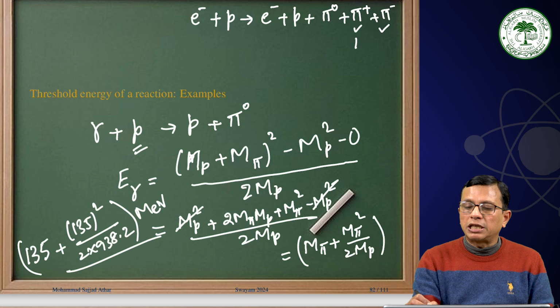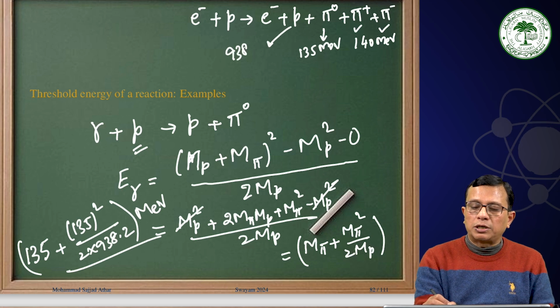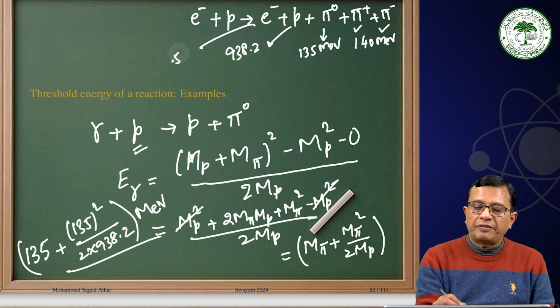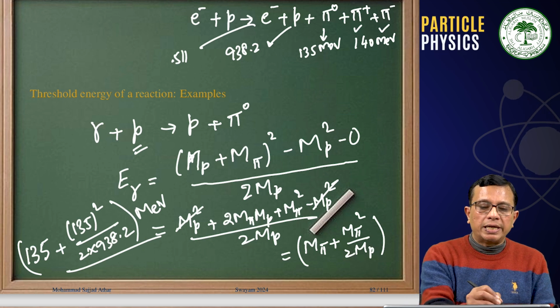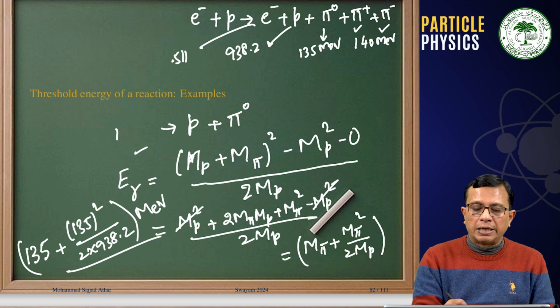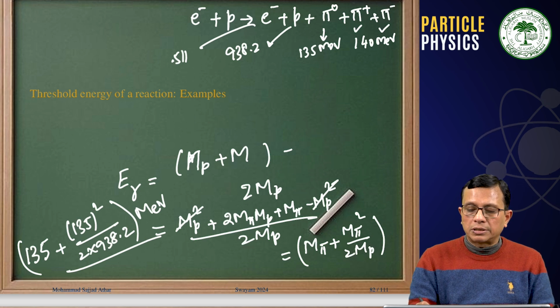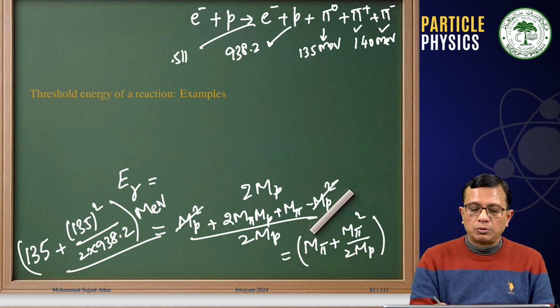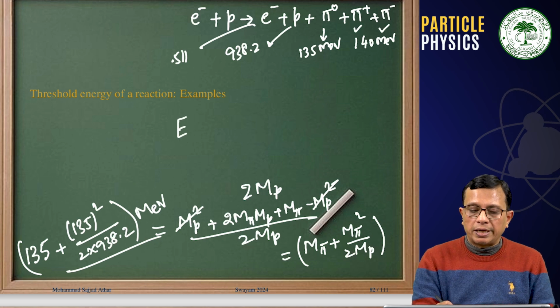That means the masses of these particles are roughly 140 MeV. This particle's mass is 135 MeV. This particle is 938.2 MeV. This is 0.5 MeV. Therefore, you can obtain the required energy of the electron to have 3 pions in the final state, and this you can obtain as E.